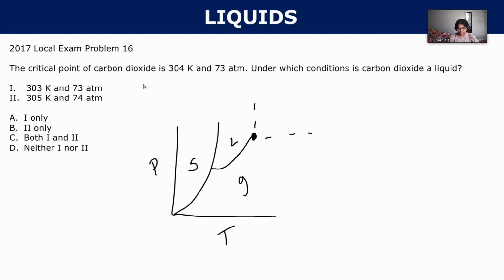So if you are here right now, in order to get to a liquid, you're going to need to decrease the temperature. So let's look at which one of these answer choices decreases temperature. One says 303 Kelvin and 73 atmospheres. So it keeps pressure the same, but it decreases the temperature, which is exactly what we need. One will work. Let's take a look at two though. 305 Kelvin and 74 atmospheres. So that means we're increasing temperature and pressure. We're going to go into the supercritical area, and that supercritical area is not really a liquid. So the only one in which carbon dioxide is going to be a liquid is going to be 1. So 1 only, A. And we are correct.